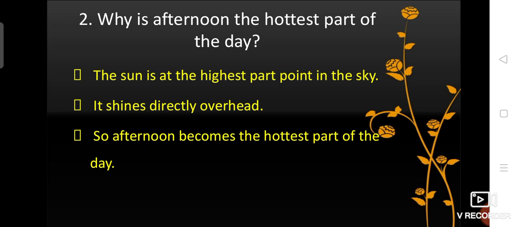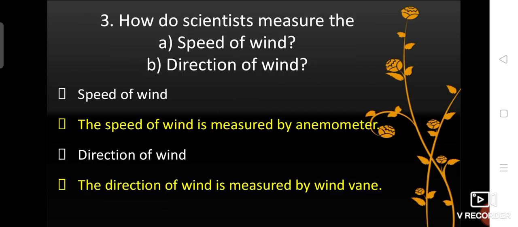In the morning, what happens? The sun will be to our side, either on the right or left hand side. We know that the sun rises in the east, so it is in the lower portion. But during afternoon, we can see the sun exactly overhead, so we will get more light. So the hottest part of the day is afternoon.